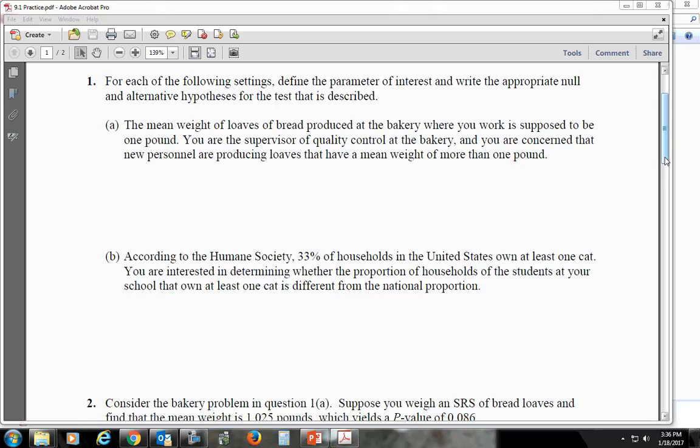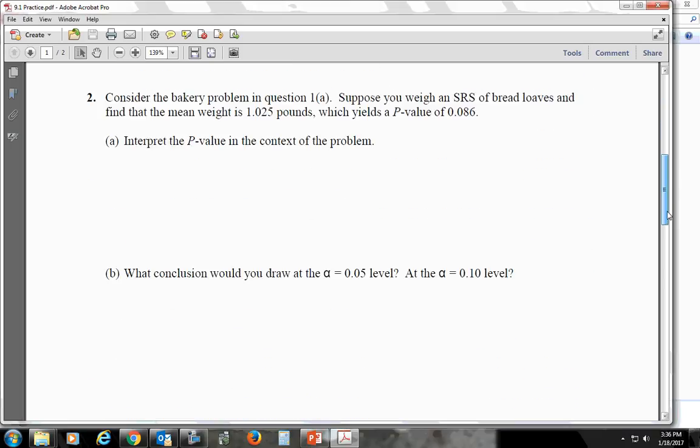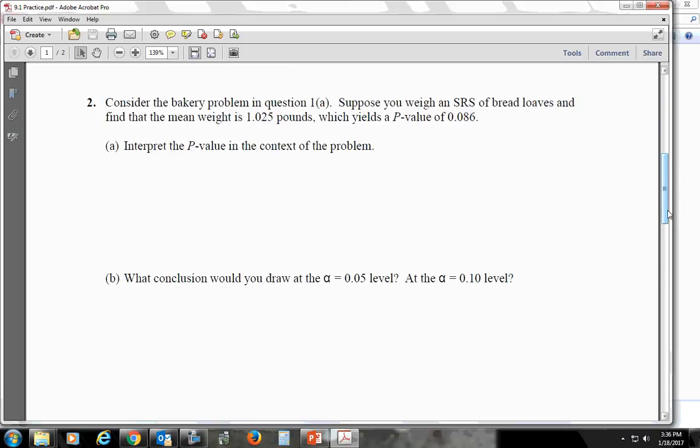Okay, number 2. Consider the bakery problem in question 1A. Suppose you weigh an SRS, simple random sample, of bread loaves and find that the mean weight is 1.025 pounds, which yields a p-value of 0.086. We're not at the point right now where we could verify that.